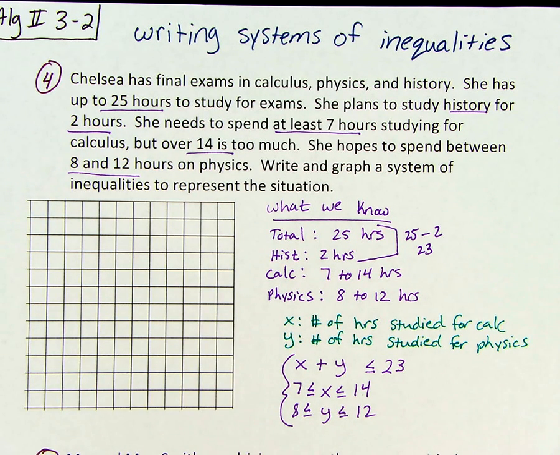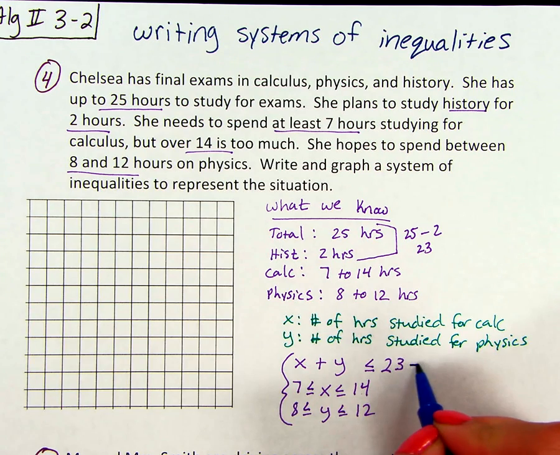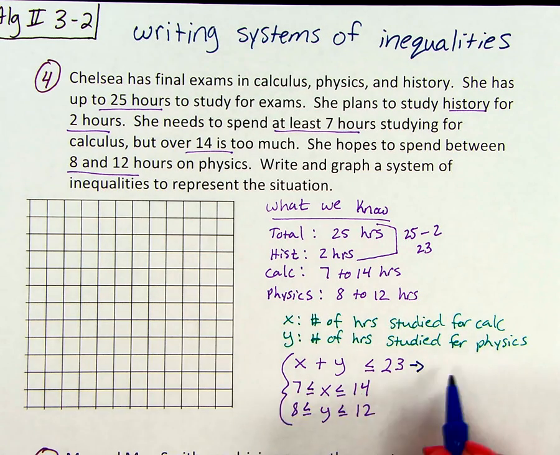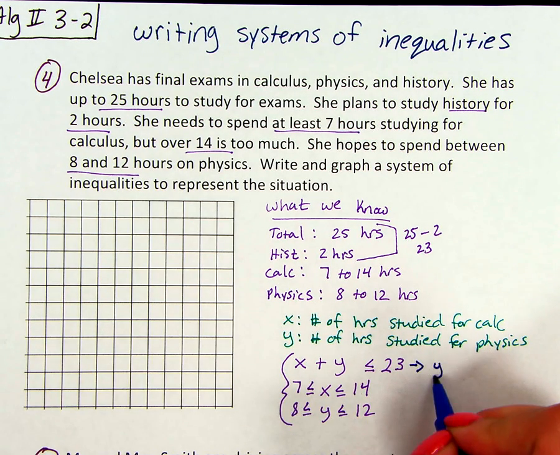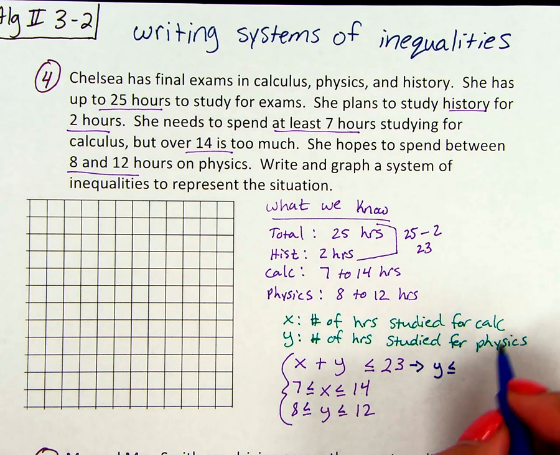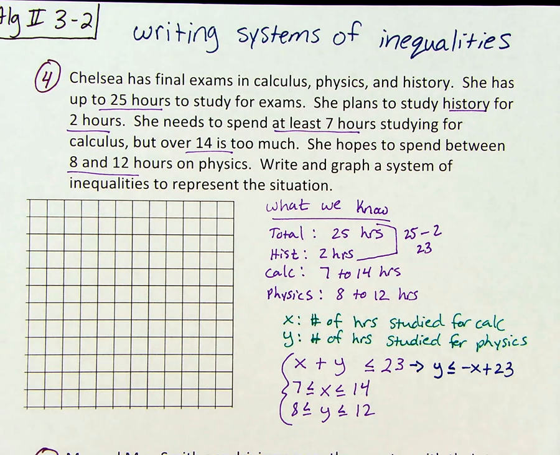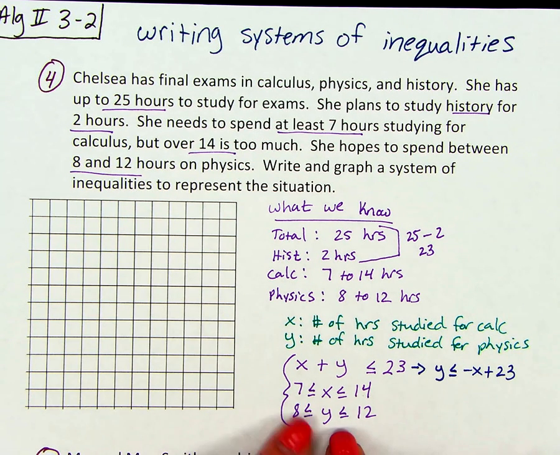So remember, when we are graphing inequalities or equations, we want it to be in the form of y equals if we can. So for this first one, we're actually going to go through and solve it for y. So we're going to subtract the x over. So we would have y less than or equal to negative x plus 23. And then these we can't solve for, so we just have to know that we're going to have two vertical lines, 1 through 7, 1 through 14, and we'll have two horizontal lines, 1 through 8 and 1 through 12.